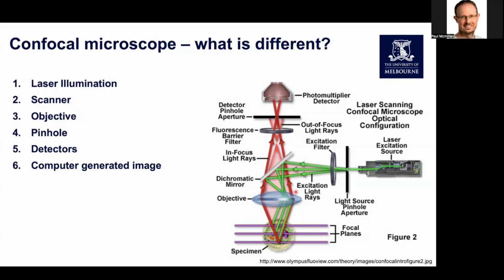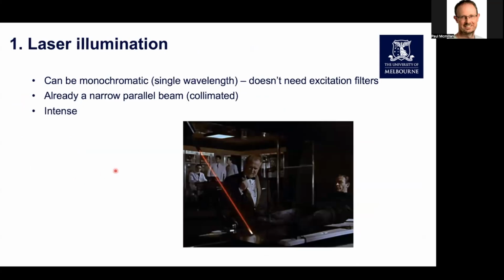The objective is the same. One other thing that we have, which is different, is this pinhole here, which sits directly in front of our detector. And this is the thing that's blocking that out of focus light from other focal planes. The detector is very different, so it's not a camera-based detector. Mostly it's a point detector. And then, just the fact that we are using a scanner to build up the image over time means it's a computer-generated image rather than reading out into a digital camera. So we'll go through each of these in turn and discuss those.